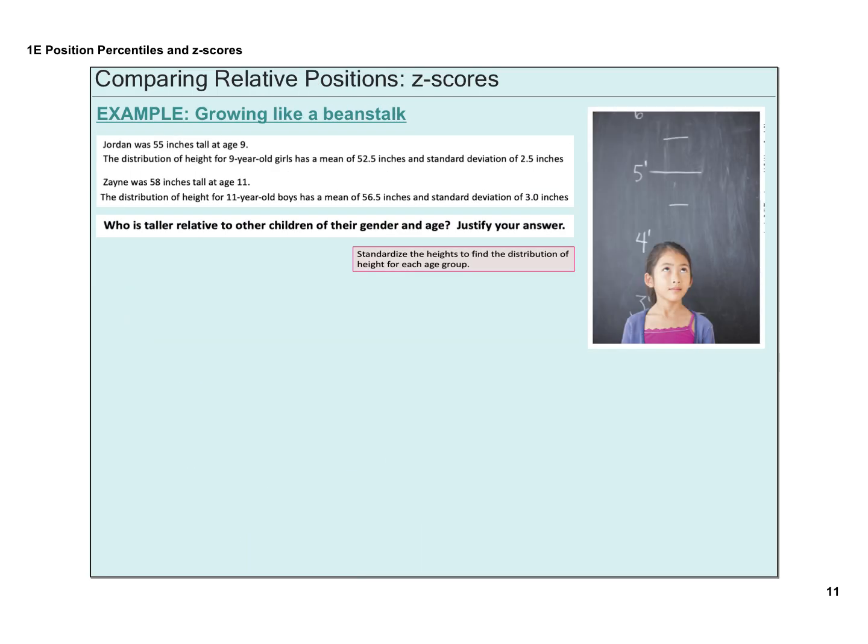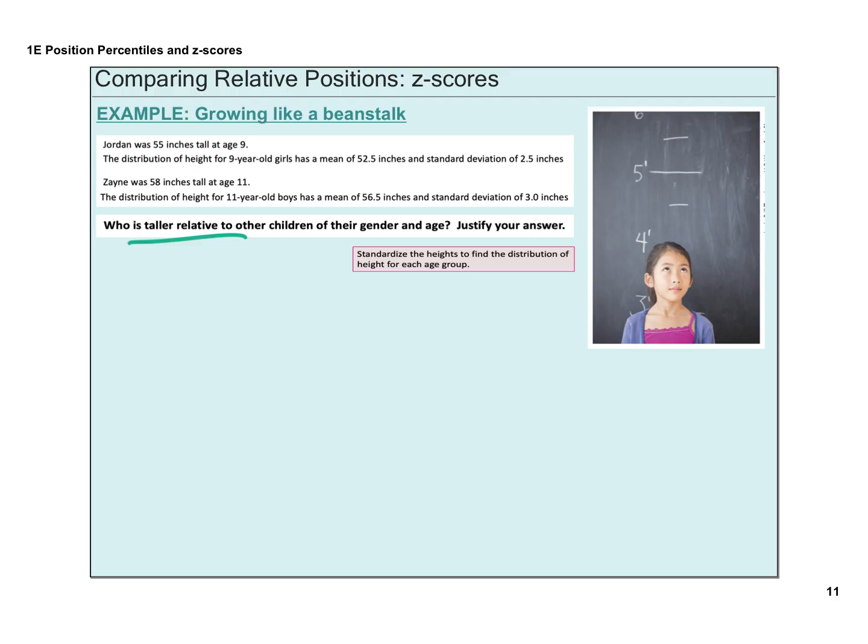All right, so let's look at another example. Growing like a beanstalk. It says Jordan was 55 inches tall at age 9. The distribution for the height of 9-year-old girls has a mean of 52.5 inches and a standard deviation of 2.5. Zane was 58 inches tall at 11. Distribution of height for 11-year-old boys has a mean of 56.5, standard deviation of 3. Who is taller relative to the other children of their gender and age?